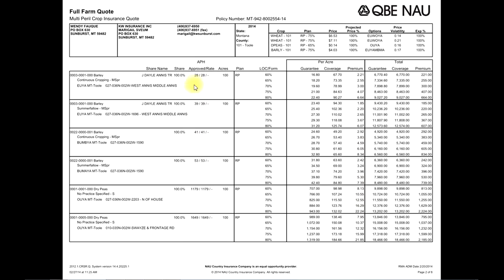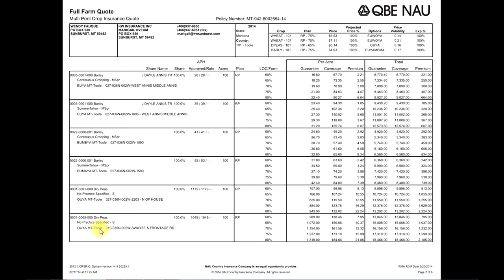It's also a good way to go through and look at your approved versus rate yields for each unit. Like we talked about, if any of those get spread out, if your rate yield's quite a bit lower than your approved yield, you'll notice this premium is going to be substantially higher if it gets too low over here versus the rest of the units on your farm. So if you kind of know where you're going to seed each crop, you can go through and write your acres in here, and then this will give you an idea what it's going to cost per acre per unit on your farm.